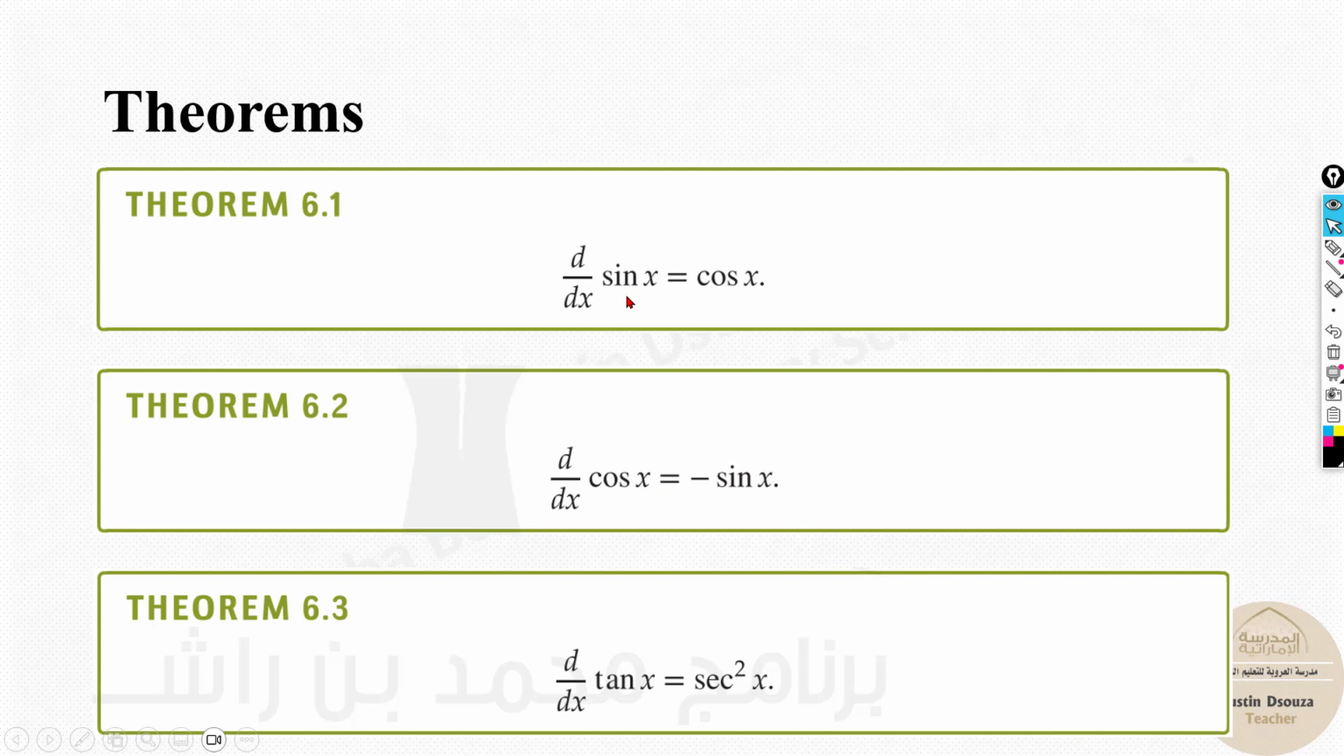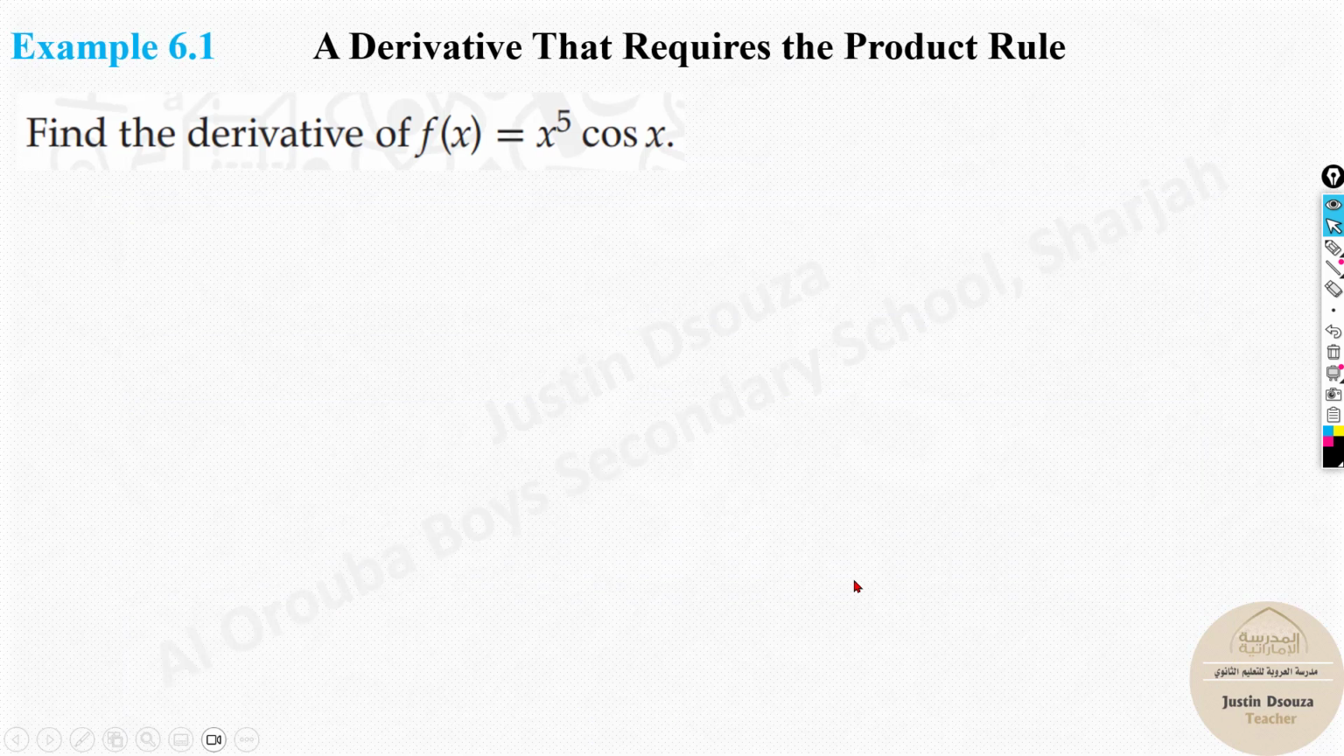Whereas for the other functions, sine, tan and secant, you don't need to have the minus sign. It's always positive. So derivative of sine is cos, derivative of cos is negative sine, and derivative of tan is secant square x. Now then, we will try to solve trigonometric problems.